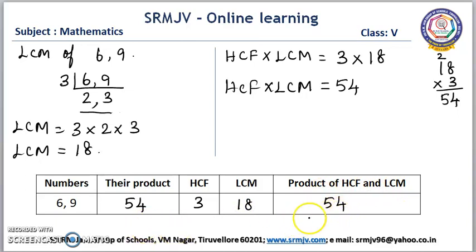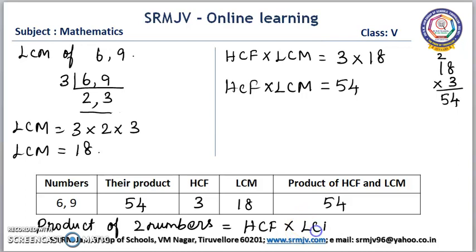Product of HCF and LCM is 54. By seeing the table, we can say that product of two numbers is equal to product of their HCF and LCM. Product of two numbers is equal to product of their HCF and LCM. Clear, children?